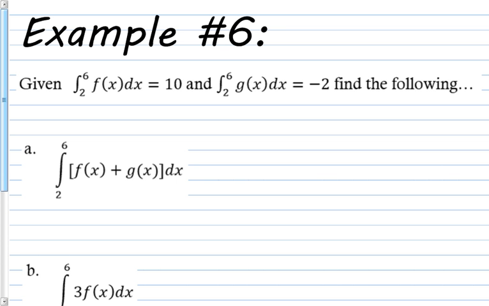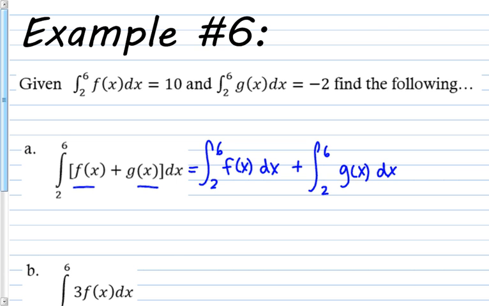All right, so A. I have two functions, and I'm adding them together. Like I did in example 3, this is basically saying the integral from 2 to 6 of f of x dx plus the integral of g of x dx, from 2 to 6. This is basically saying the same thing. I could split them up, and they already told me that this one right here is 10, and this one right here is negative 2, and then do the math, 10 plus negative 2, and that's 8.